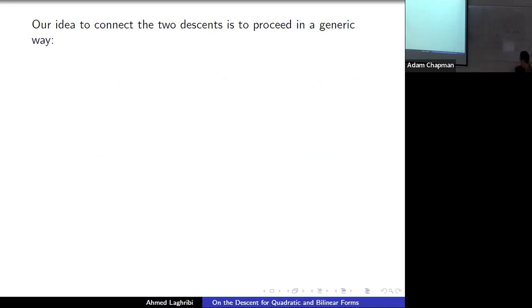Now, I have to see this line. So our idea to connect the two descents is to proceed in a generic way. How?